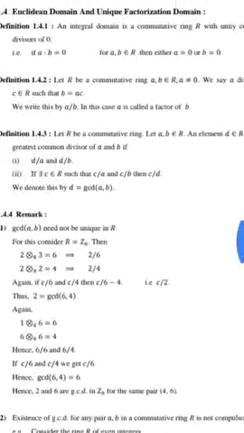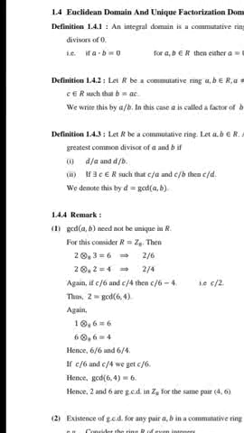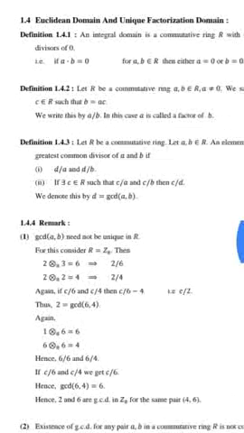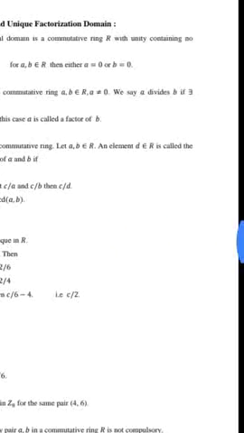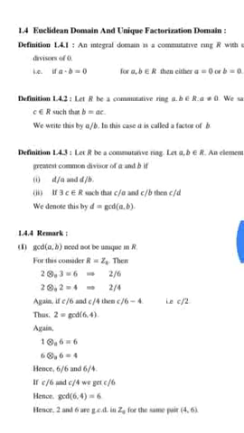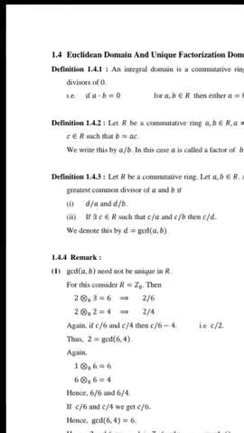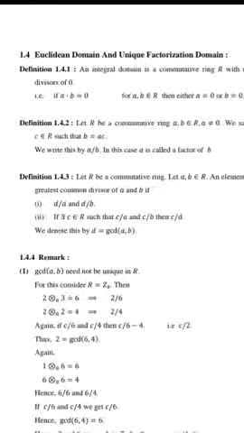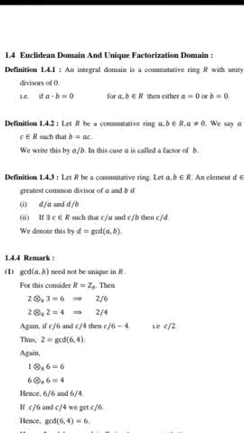Next, definitions. Let R be a commutative ring. A, B belong to R, A is not equal to 0. We say A divides B if there exists C belonging to R such that B is equal to AC. We write A divides B, and in this case A is called a factor of B.